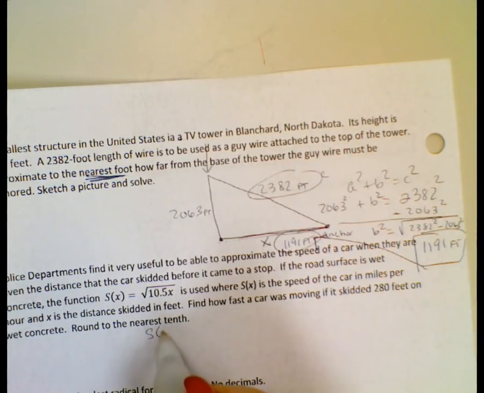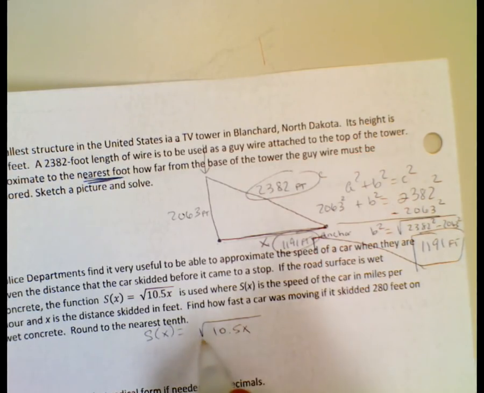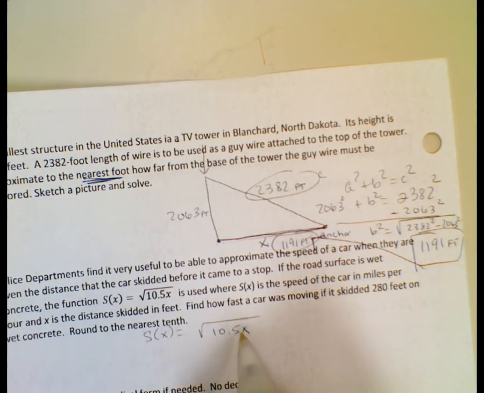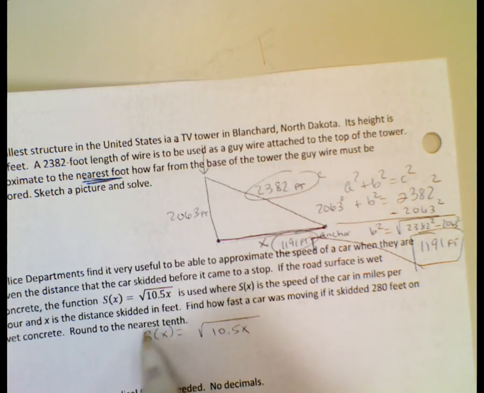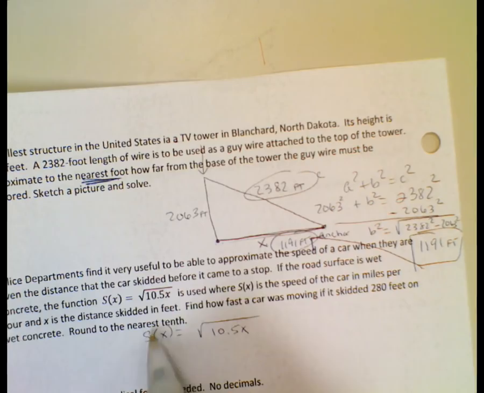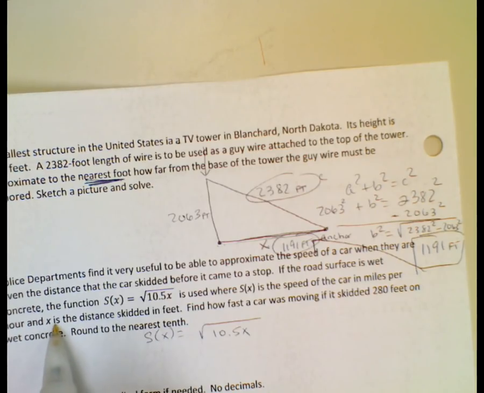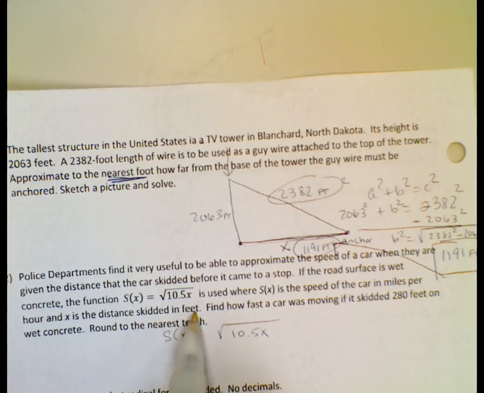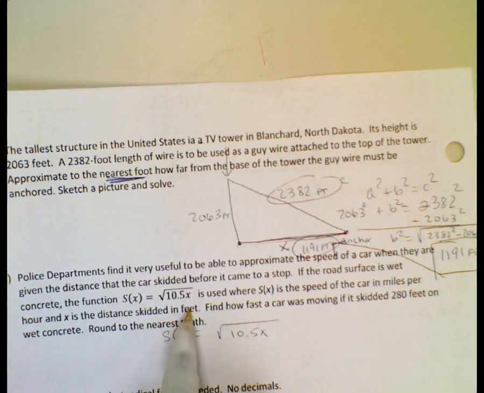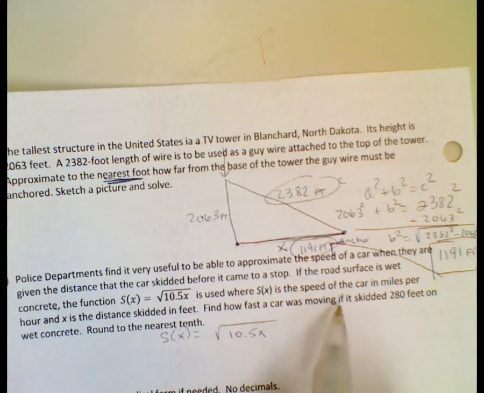Okay, so this is about police cars skidding. The skid distance is represented by the square root of 10.5 times X, where X is the speed of the car in miles per hour. So if you know the distance skidded in feet, which can usually be measured, you can figure this out. Like if you go up on an accident, they can take a tape measure and measure the skid mark, and they can figure out from the skid mark how fast you were going by just putting that in there. So how fast was the car moving if it skidded 280 feet?